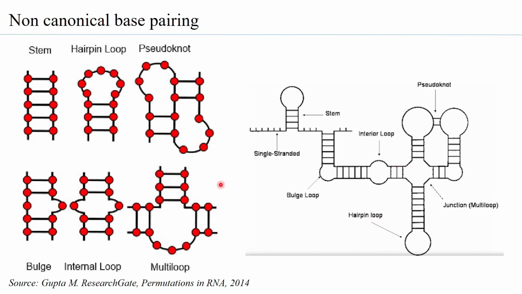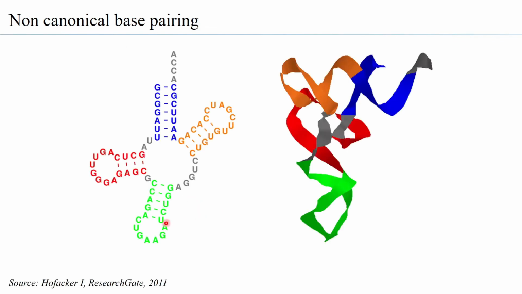So these are all motifs that are present on folding. And the folding is not just because of Watson and Crick base pairing, but also because of non-Watson and Crick base pairing. So this is the perfect example to show.